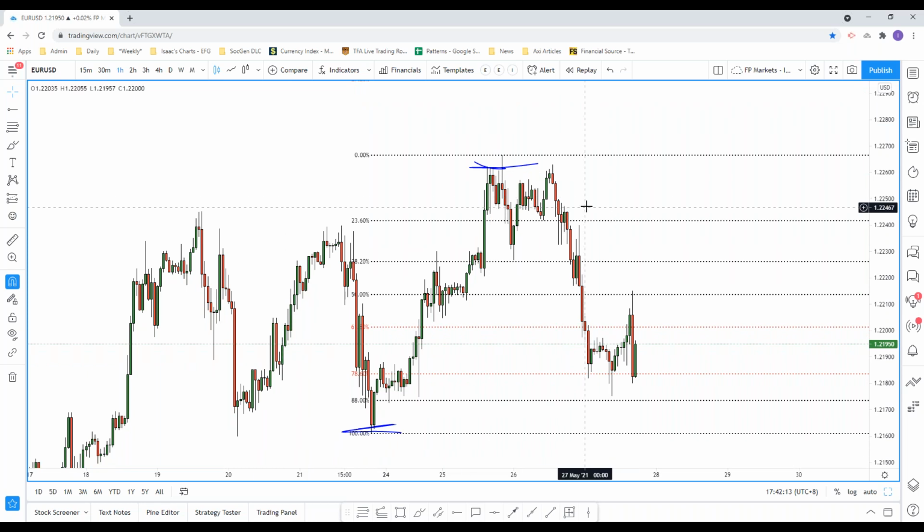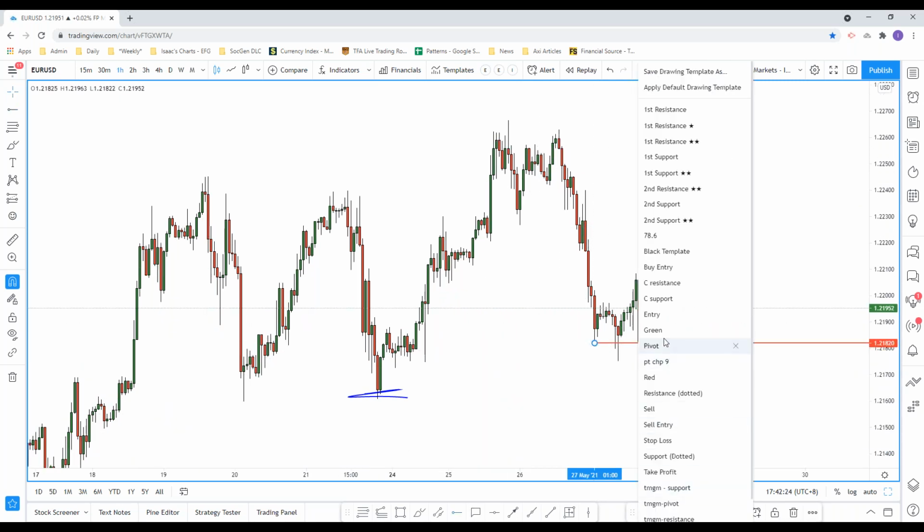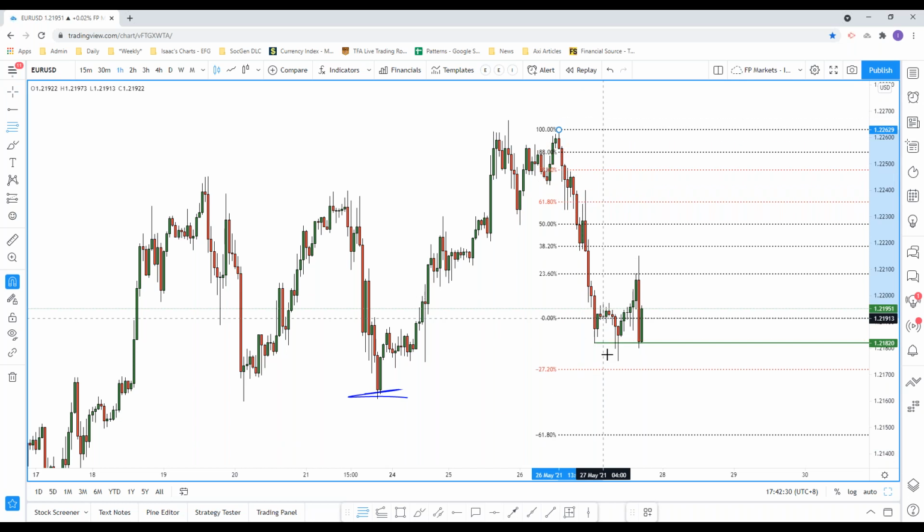Okay, so euro dollar did a drop. It came all the way back down to this level here, right? So we are sitting on a very strong support level on the 1 hour. Now there's a swing high, there's a swing low. Let's draw Fibonacci from the high to the low.